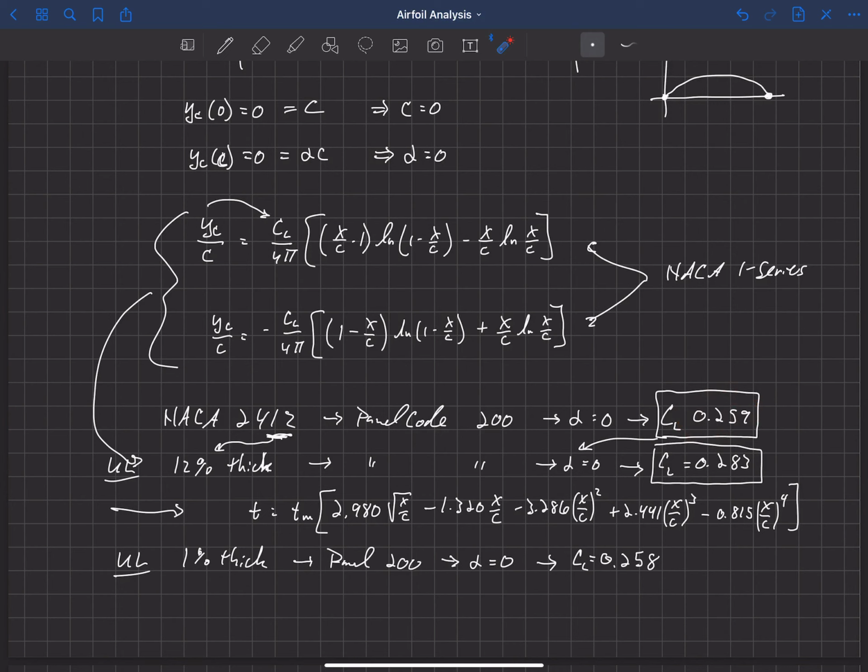And then if I have a 12% thick airfoil, I get a higher lift coefficient because remember our algorithm here is not accounting for thickness. So if I shrink that down and go to a 1% thickness, I get a lot closer to 0.258 at 0 degrees angle of attack for this uniform load camber line. Okay, so let's look at what these pressure distributions look like. The reason we did this was so we could get a uniform load across the airfoil, and in other words, we wanted a pressure delta that was somewhat uniform across the airfoil.